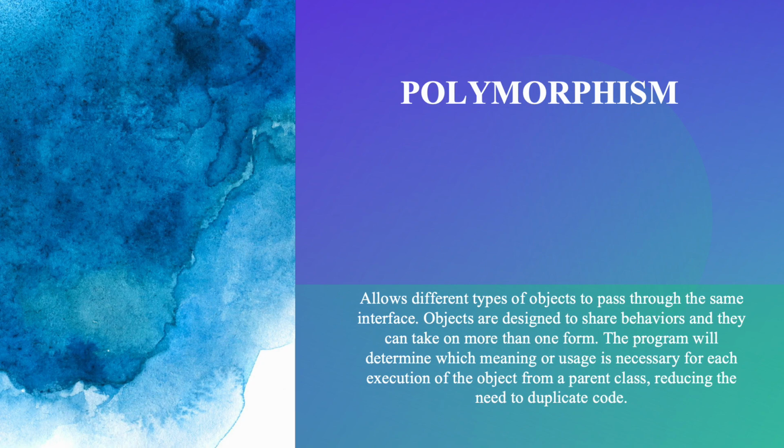Polymorphism allows different types of objects to pass through the same interface. Objects are designed to share behaviors and they can take on more than one form. The program will determine which meaning or usage is necessary for each execution of the object from a parent class, reducing the need to duplicate code.